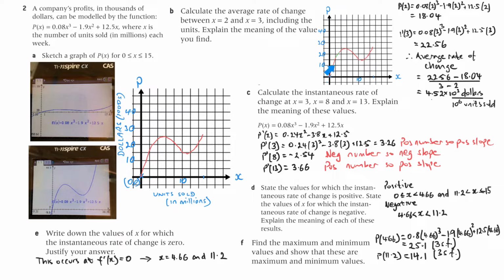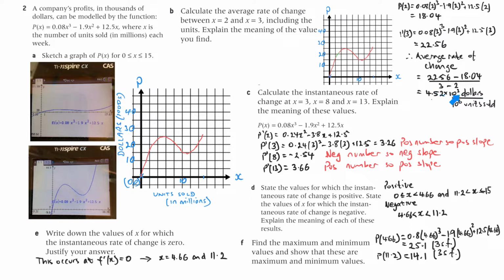So what we do is we put 2 back into the original equation, and we get 18.04. So if you go across there, that's about 18.04. And we put 3 in the original equation, we get 22.56. So what we have now is the coordinate points of that line. And so if you want to find the average rate of change, we just put y2 minus y1 over x2 minus x1, and that comes up to 4.52.